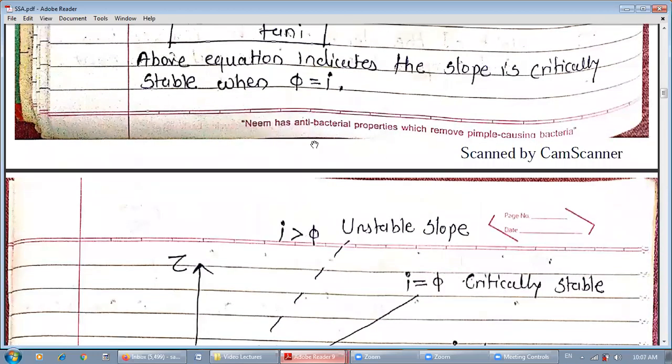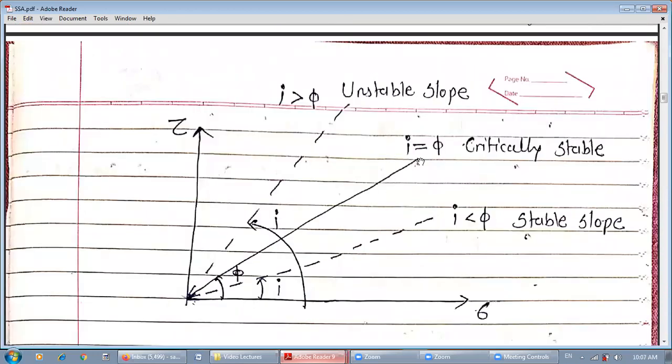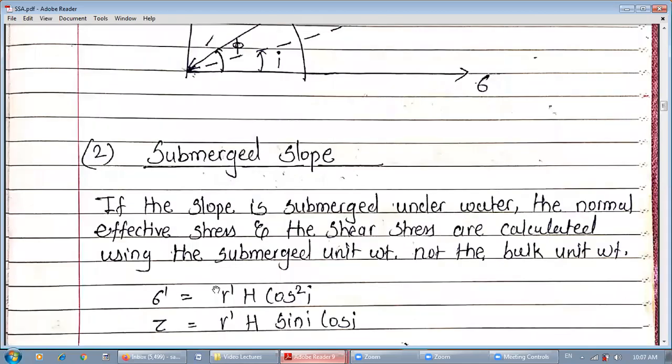It indicates if phi is equal to I, the slope is critically stable. Phi is the angle of internal friction, I is the angle of slope. If I is less than phi, then the slope will be stable, and if I is greater than phi, the slope will be unstable. This is the failure envelope corresponding to the normal stress and shear stress passing through the origin, because this derivation is for the cohesionless soil.